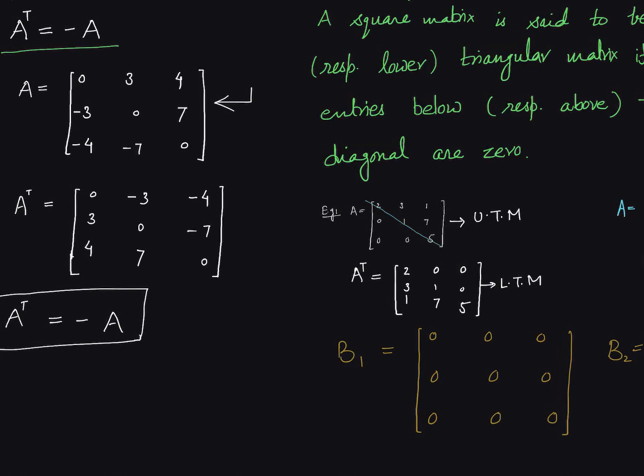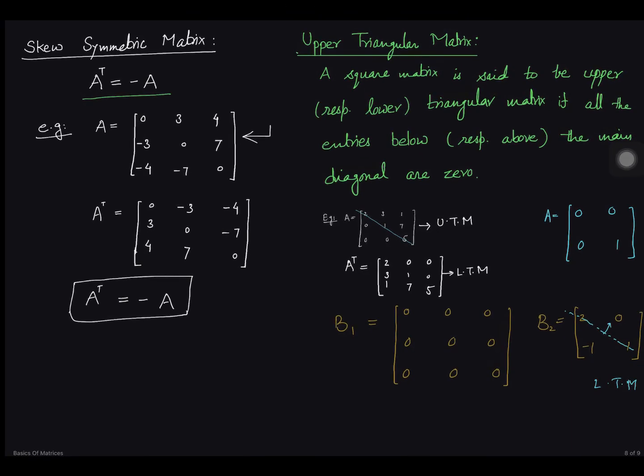Addition of two upper triangular matrices gives you again an upper triangular matrix. Addition or subtraction of two lower triangular matrices gives you again a lower triangular matrix. Similarly, you can check for the product.